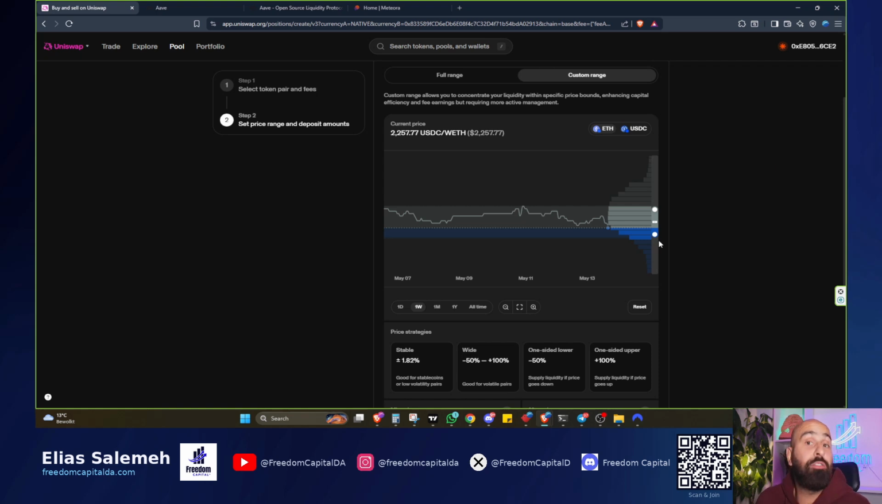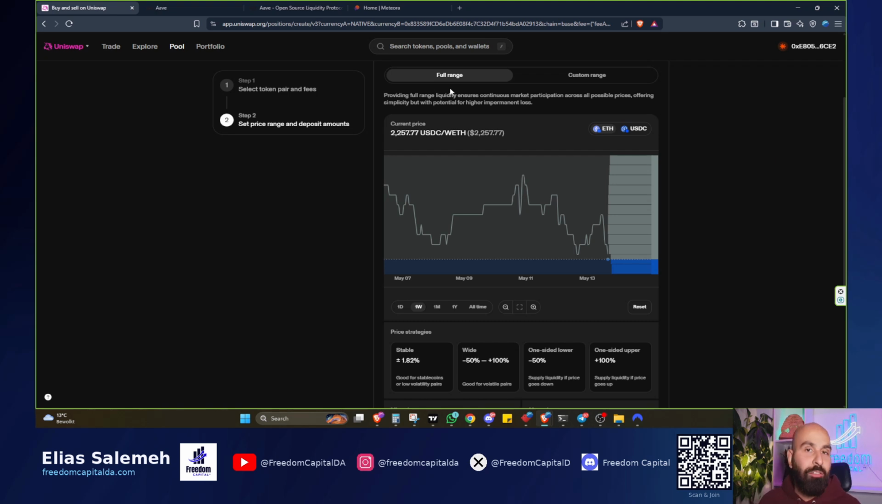In order for you to anticipate what the price of Ethereum or the token pair that you chose will do in the near future, you need to be doing technical analysis. You need to see the market. You need to forecast and speculate where the price of these assets will go in the near future and deploy your liquidity accordingly. So this is definitely an active approach if you decide to choose custom range. But if you decide to opt for a full range, then you just set it and forget it. But obviously, you're not going to be earning enough fees.